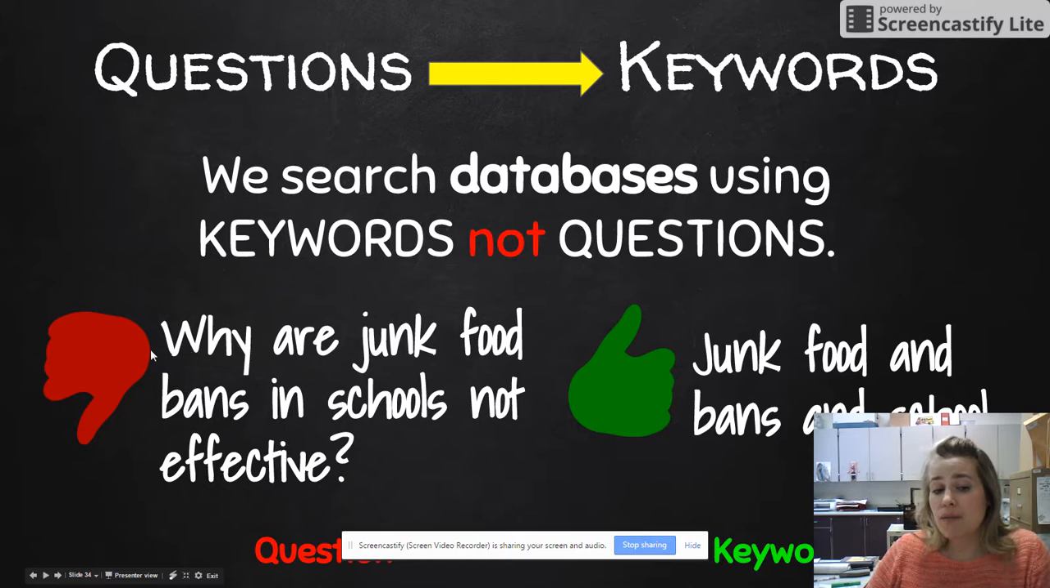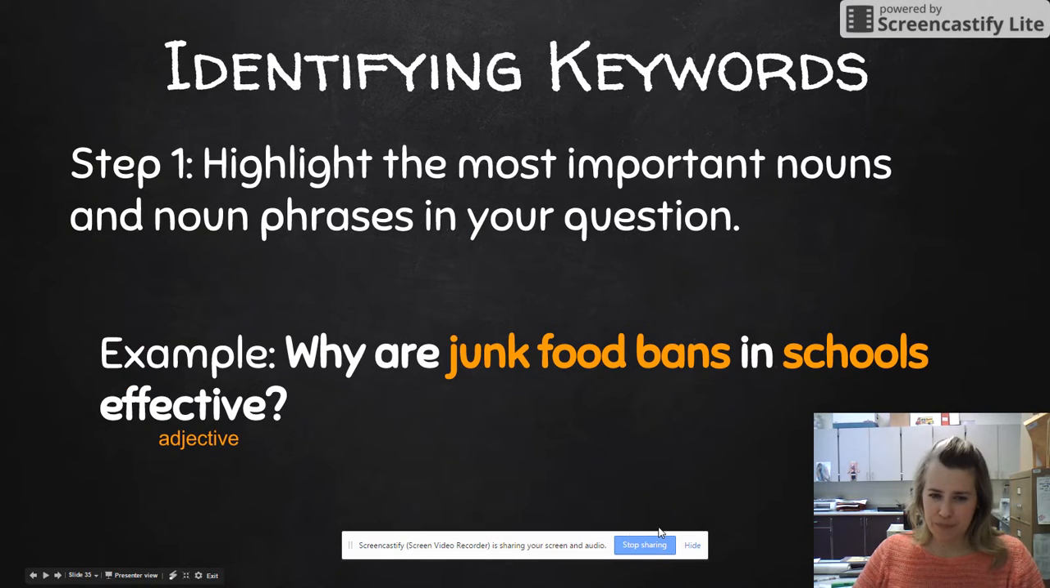When you're in Google, you could type, why are junk food bans in schools not effective? Fine for Google. But this question won't work in the database. Instead, when we're in the database, we need to search using keywords. So that would look like junk food and bans and school. How do we come up with these keywords? We are going to talk about it.